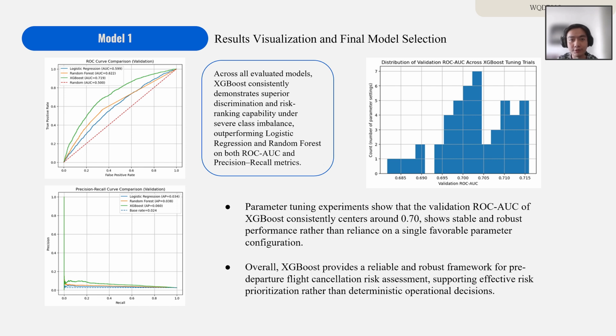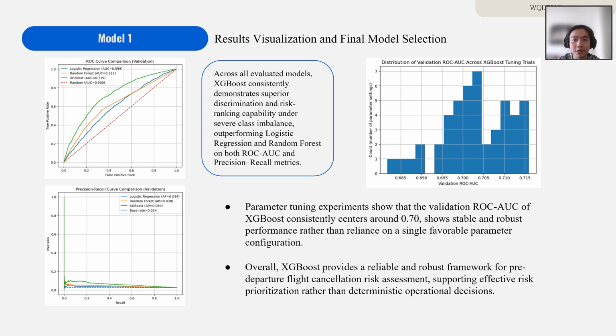Now let's look at the results. On the left, we compare the models using ROC curves and precision recall curves. From the ROC curves, XGBoost performs the best and has the highest AUC. This shows that it can better separate cancelled flights from non-cancelled ones. The precision recall curves are more important here because the cancellations are rare. Although the curves are unstable at very low recall levels, XGBoost keeps higher precision for most of the range. This means that it can concentrate cancellations into the high-risk group more effectively.